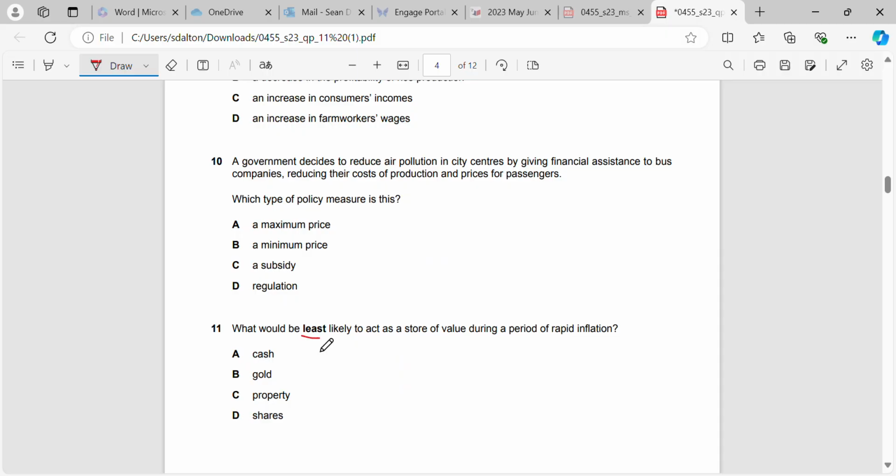What would be the least likely to act as a store of value during a period of rapid inflation? Okay. So this one should be fairly obvious. The correct answer would be cash, because cash would be losing its value quicker than gold, quicker than property, or quicker than shares in a period of rapid inflation. Gold, property, or shares, commodities, etc., they would store their value better during that period. They might have less fluctuations, whereas cash is completely open to the inflation rate.